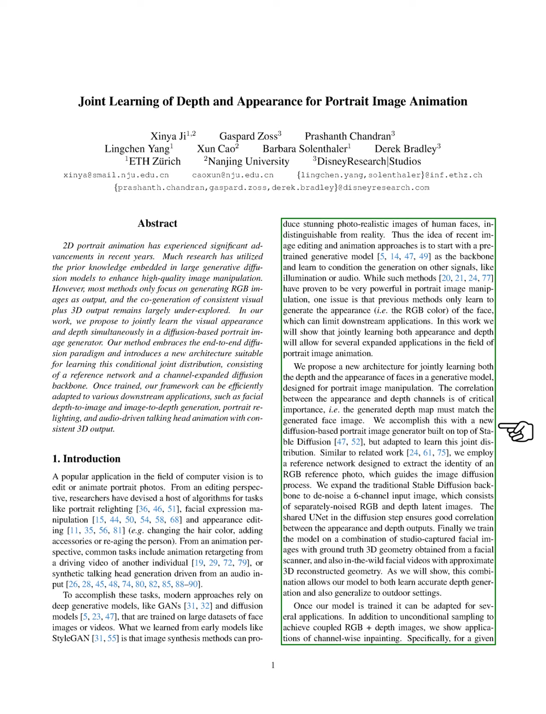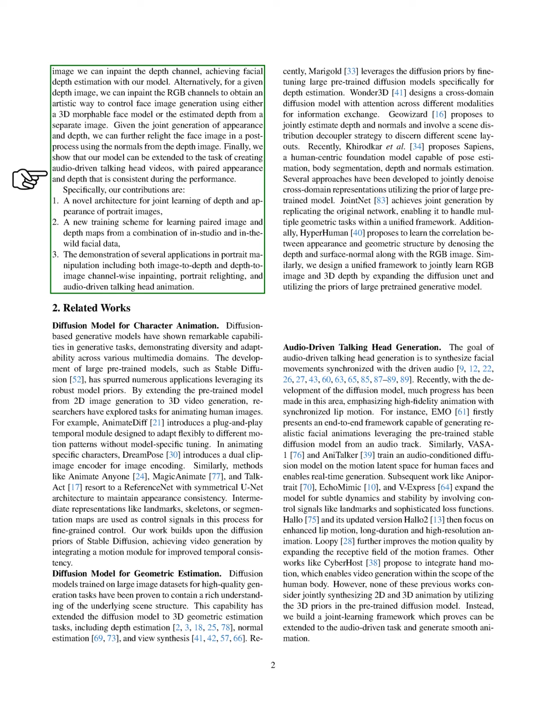Once trained, our model can be used for various applications, including generating paired RGB and depth images, performing channel-wise inpainting for depth estimation, and artistic control over face image generation. Additionally, we can relight the face images using normals derived from the depth images. Our model also extends to creating audio-driven talking head videos, maintaining consistency in appearance and depth throughout the performance. Our contributions include a novel architecture for joint learning of depth and appearance, a new training scheme for paired image and depth maps, and demonstrations of various applications in portrait manipulation.